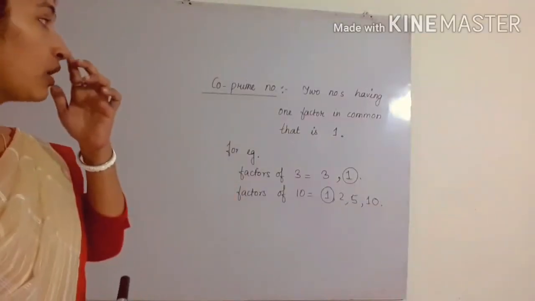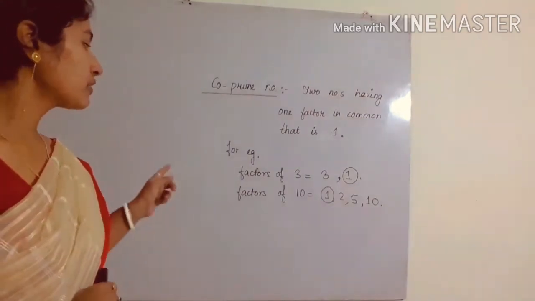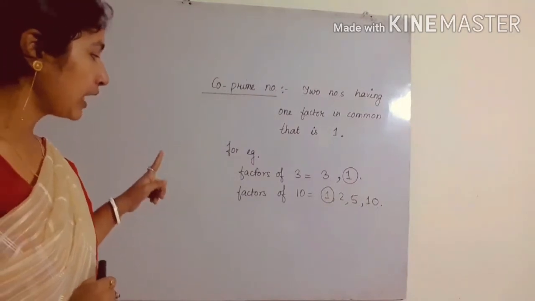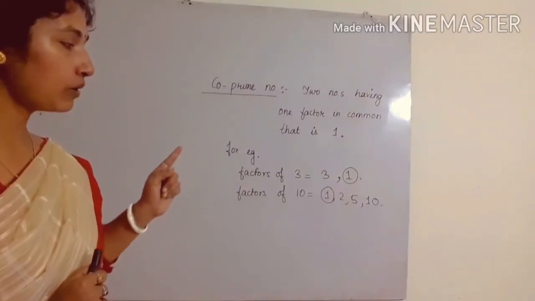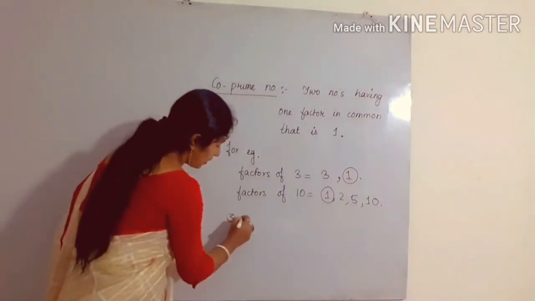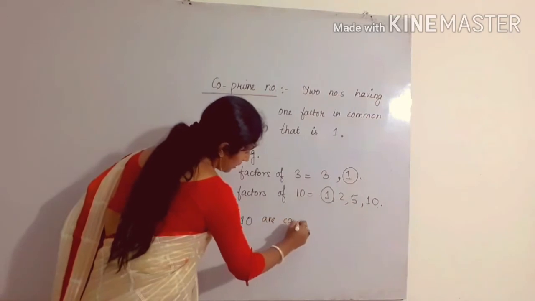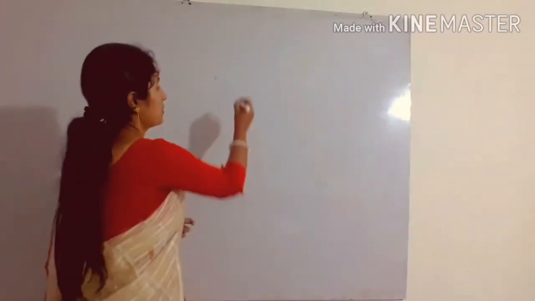Okay, so we can write it. This is the definition: two numbers having only one factor in common, that is 1, are called co-prime numbers. For example, factors of 3 are 3, 1. Next, factors of 10 are 1, 2, 5, 10. So what is common between both? Only 1. So we can write 3 and 10 are co-prime numbers. Okay. Next, your home task is you have to write 5 co-prime numbers in your copy and share with me.